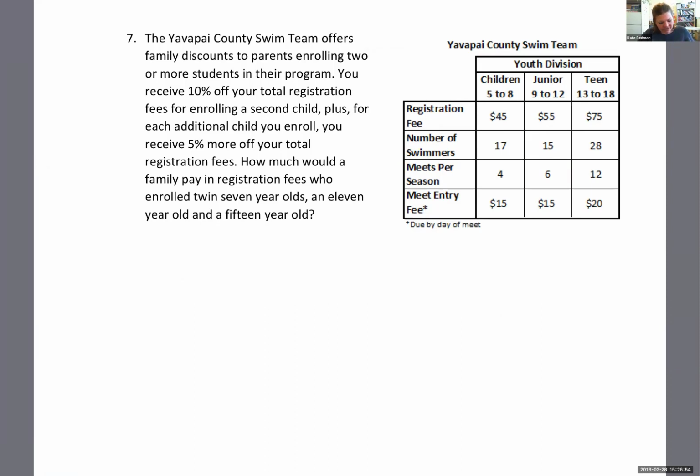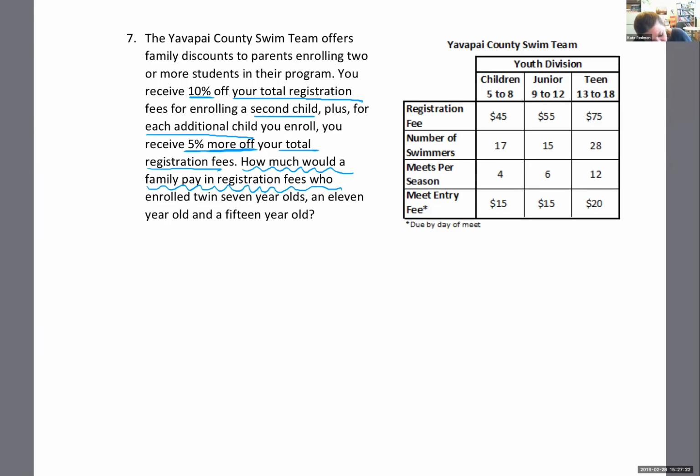You receive 10% off your total registration for enrolling a second child. Plus, for each additional child, you receive 5% more off your total registration fees. And then we see the question here. It says, how much would a family pay in registration fees who enrolled twin 7-year-olds, an 11-year-old, and a 15-year-old?